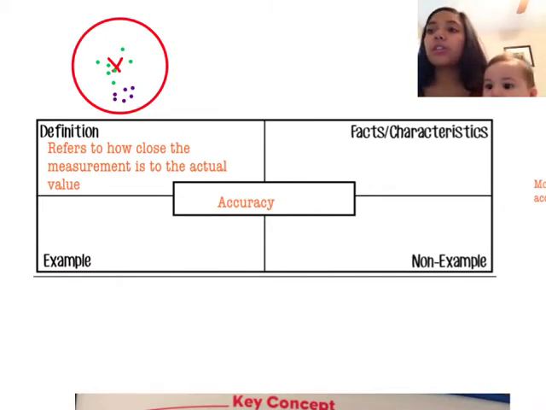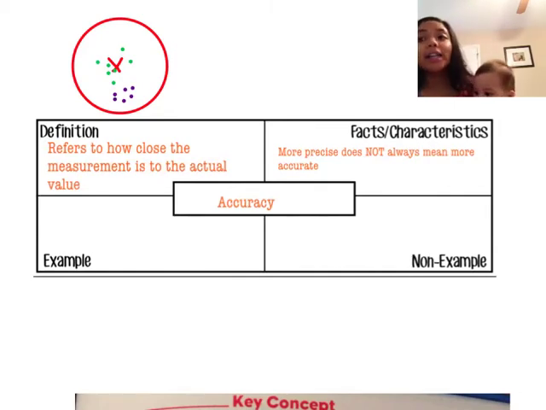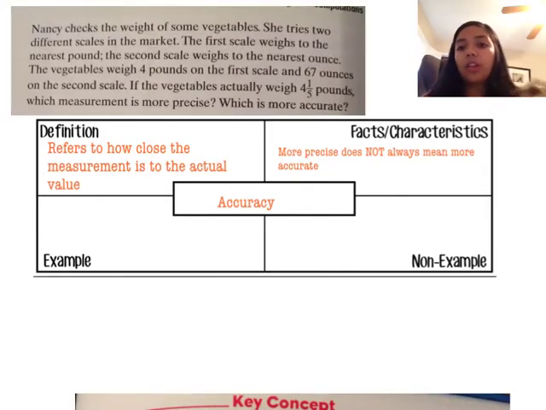So facts or characteristics. Precise and accurate don't mean the same, but sometimes more precise does mean more accurate, but not always, and you need to keep that in mind. If I ask you if it's more precise or more accurate, they might not be the same answer. So, for example, and of course your non-example would be the opposite. This would be an example of something that is a non-example.